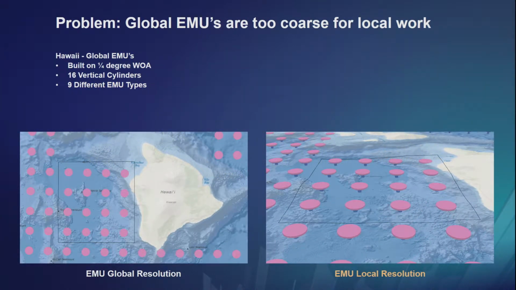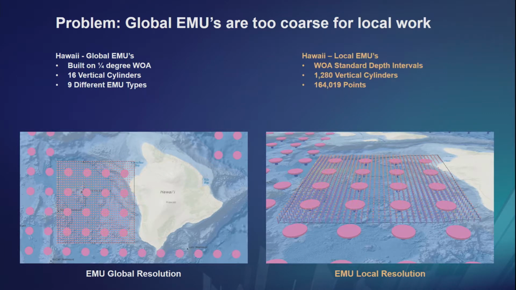So here's the problem, right? Here we're looking at a 1 by 1 degree area off the west coast of Hawaii, and we've got 16 different vertical cylinders that comprise 9 different EMU types within this 1 by 1 degree area. And what we want to do is we've got some better observational data that we want to really have a denser grid that we can work with and interpolate with our own information.